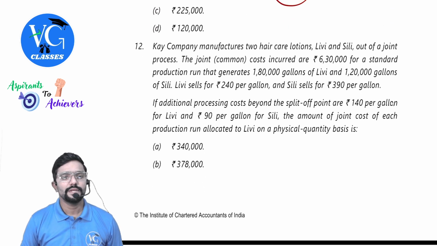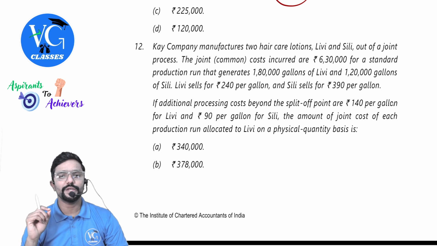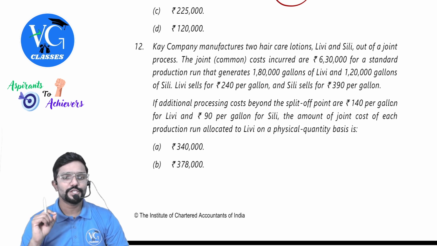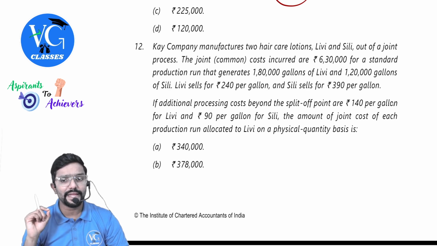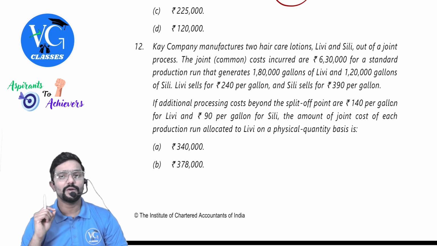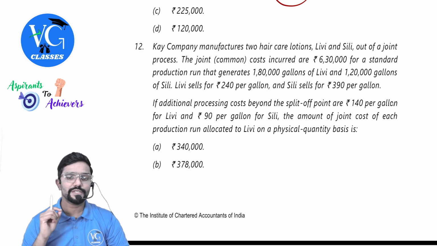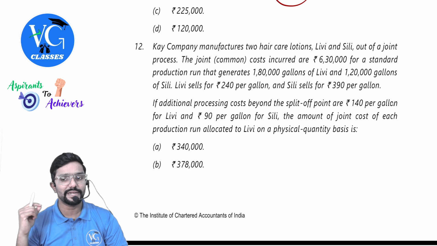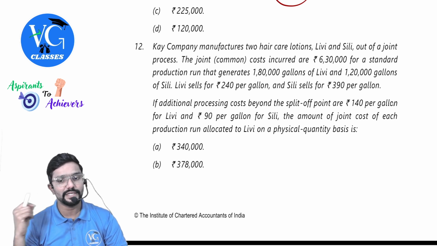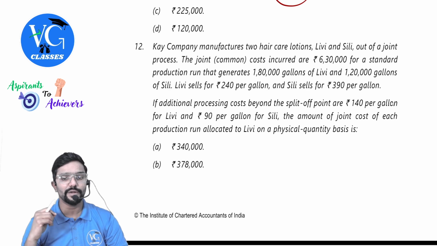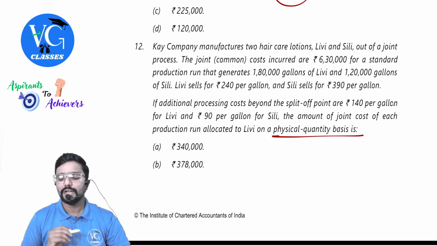12th question. K company manufactures two hair care lotions, Livy and Silly, out of a joint process. The joint common cost incurred is 6,30,000 for a standard production run that generates 1,80,000 gallons of Livy and 1,20,000 gallons of Silly, totally 3 lakh. Livy sells for 240 per gallon and Silly sells for 390 per gallon. If additional processing costs beyond the split off point are 140 rupees per gallon for Livy and 90 per gallon for Silly, the amount of joint cost of each production run allocated to Livy, again on a physical quantity basis.